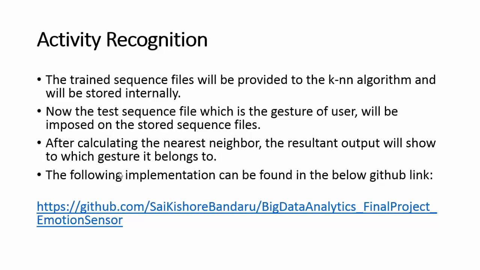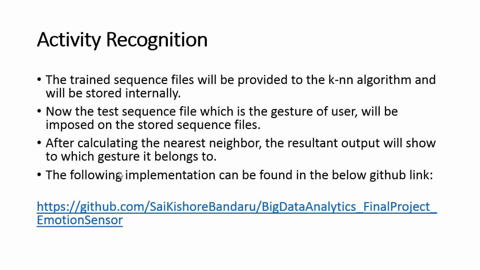Let's look at the steps in activity recognition. The trained sequence files will be provided to the KNN algorithm and will be stored internally. Now the test sequence file, which is the gesture of the user, will be imposed on the stored sequence files. Now using this, we will be calculating the nearest neighbor and the resultant output will show which gesture it belongs to. The following implementation can be found in the below GitHub link.